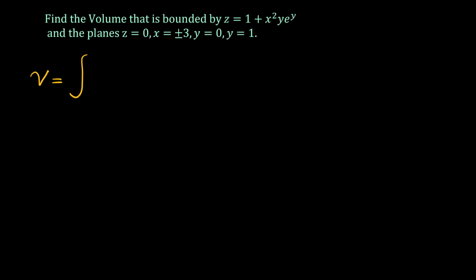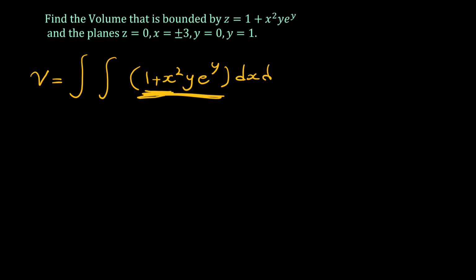Volume equals the double integral of the function 1 plus x squared y e to the y. Here we can take the integral with respect to x, then with respect to y, because this function is easier to integrate first with respect to x. So it can be a good idea to integrate with respect to x first, then with respect to y. But if you want, you can integrate with respect to y first, then with respect to x. x is from negative 3 to 3. y is from 0 to 1.